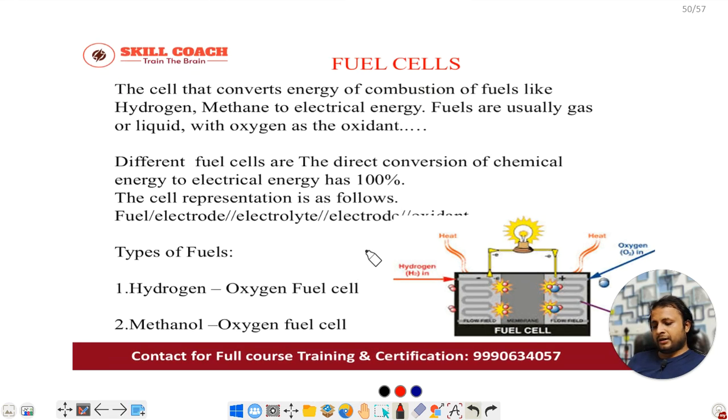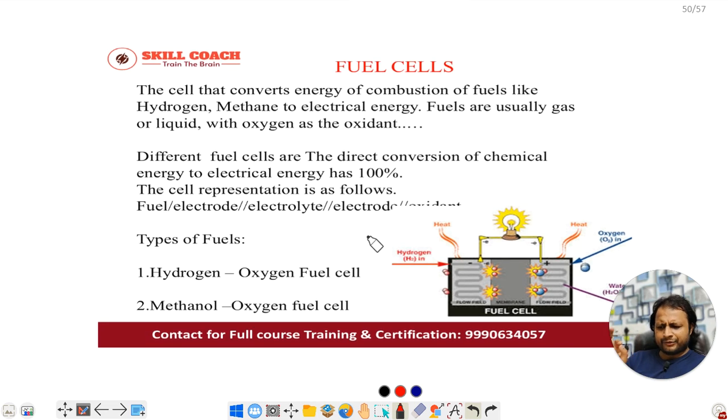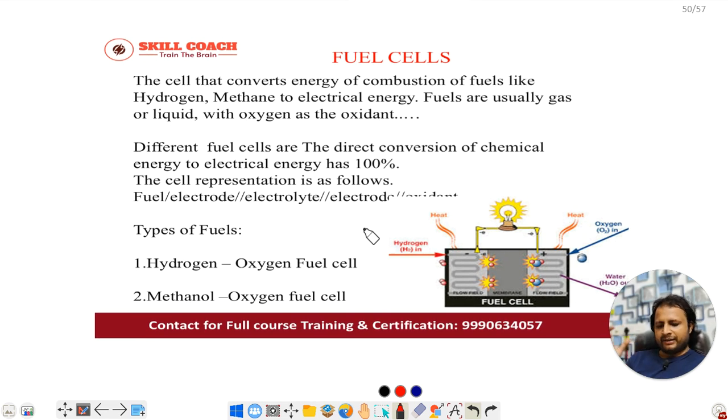Now we can just take a glance at fuel cells, exactly what they are. We will discuss in detail if required in the hydrogen fuel cell section. The cell converts the energy of combustion of fuels like hydrogen and methane to electrical energy. Fuels are usually gas or liquid with oxygen as the oxidant. It is a direct conversion of chemical energy to electrical energy. And the cell representation shows how we represent fuel, electrode, electrolyte, electrode.